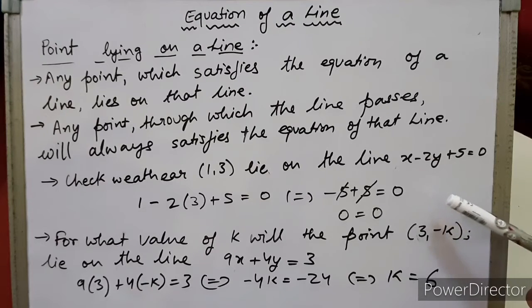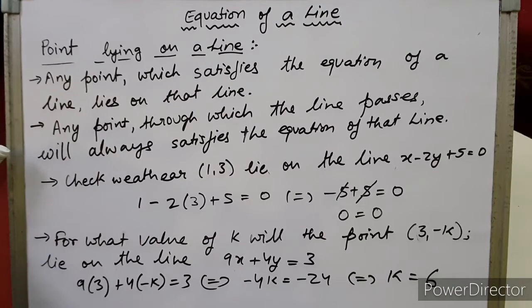So if a point lies on the line, it must satisfy the equation of the line, right? Next point: any point through which the line passes will always satisfy the equation of that line. That means if a line is passing through the point (3, 2), that point must satisfy the equation of the line, because in other words, the point (3, 2) is lying on that line, right? So let's see this example.